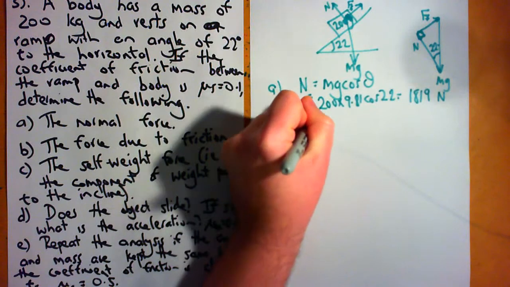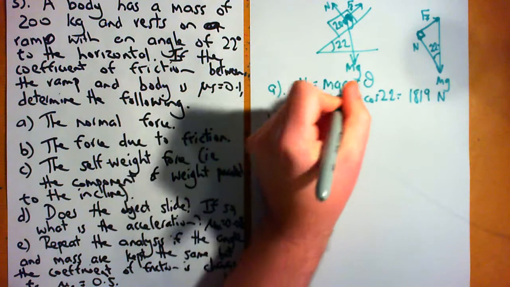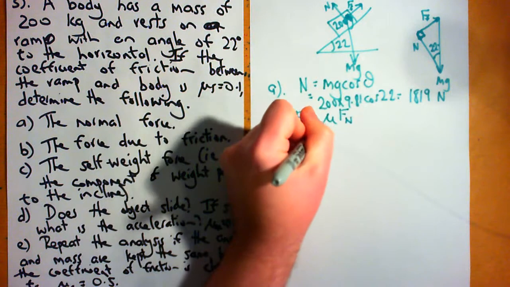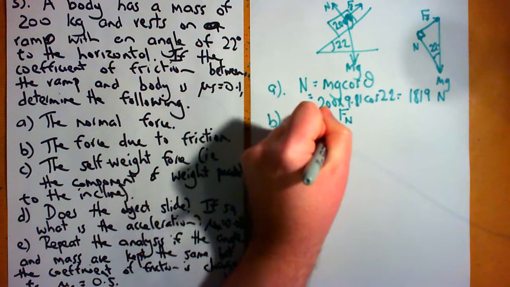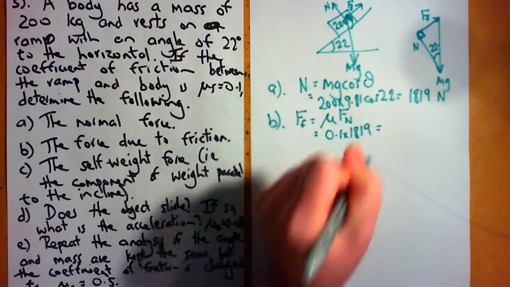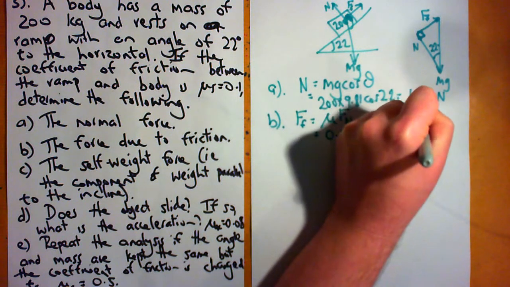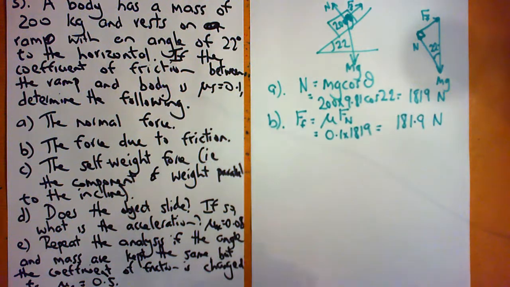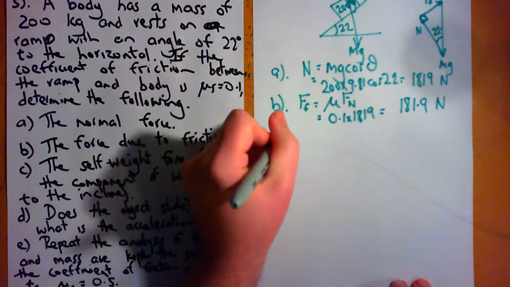Part B, we need to work out the force due to friction. So the force due to friction is mu multiplied by Fn, where mu equals 0.1. The normal force we've found to be 1,819. Calculating that gives us 181.9 newtons.